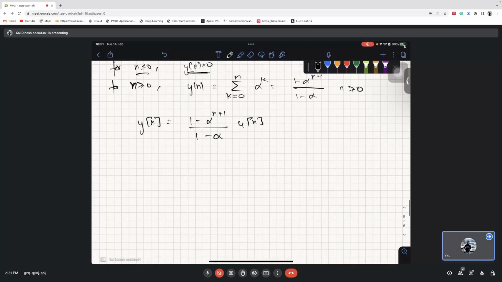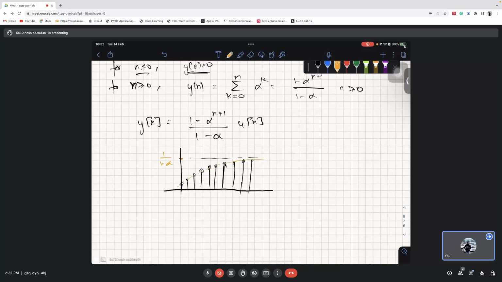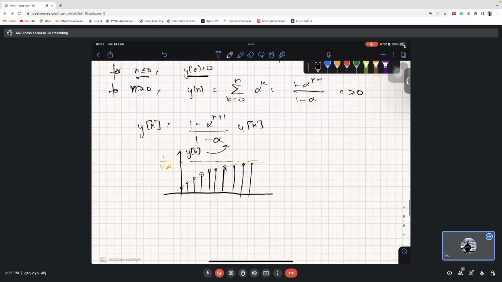So this is the resulting signal that we have. If you want to plot this with respect to n, it will be gradually increasing to 1 by 1 minus alpha, right? So this is y of n that we have. This is an example of the convolution, how we do convolution.